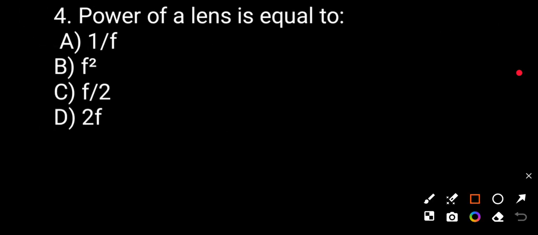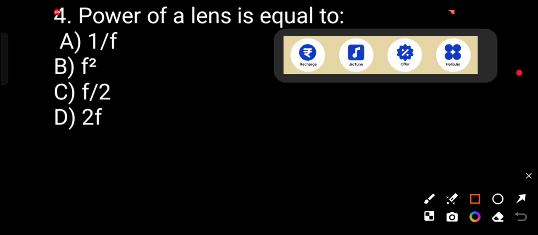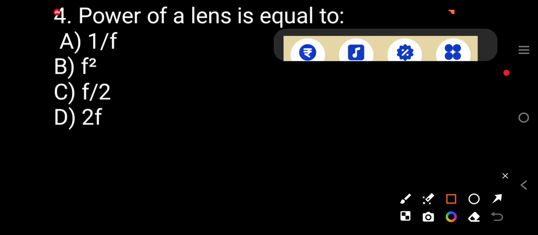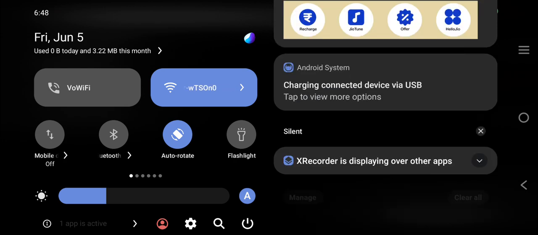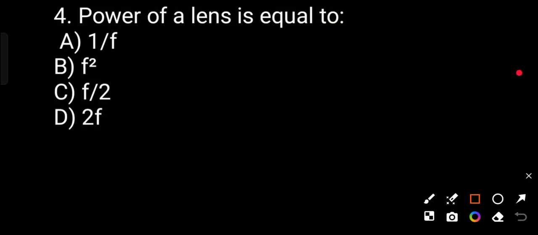Question number 4. Power of a lens is equal to A, 1 upon F, B, F square, C, F by 2, D, 2F. The correct answer will be A. P is equal to 1 upon F.